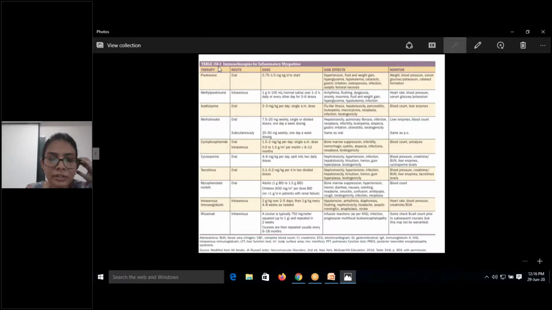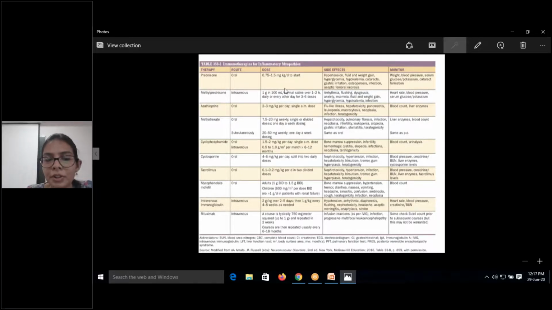So treatment-wise, initially you start the patient on prednisolone, which is an oral tablet. Whenever you give it in the form of an injection, it is methylprednisolone. Other immunosuppressive therapies like azathioprine, methotrexate, cyclophosphamide can be tried. Prednisolone is given at a dose of 0.75 to 1.5 milligram per kg per day to start with, that is around 40 to 80 milligrams.